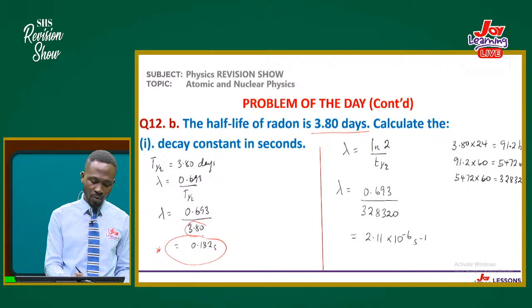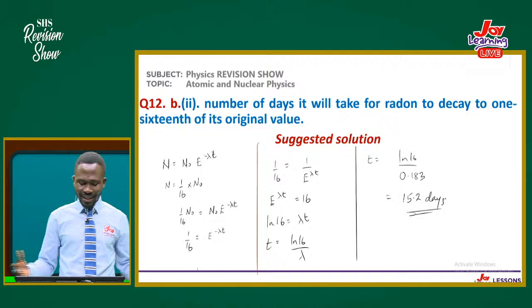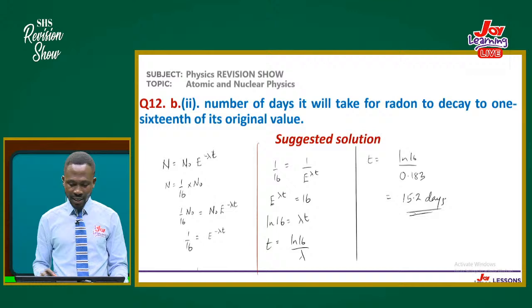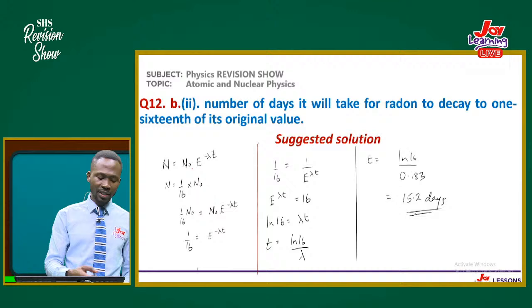That's good. Then we move ahead and look at what we did for finding the number of days to take radon to decay to 1/16 of its original value. And the answer is just perfect. So we have the number of days, and there is another way we could also solve the same question. Joseph has taken us through N equals N naught.